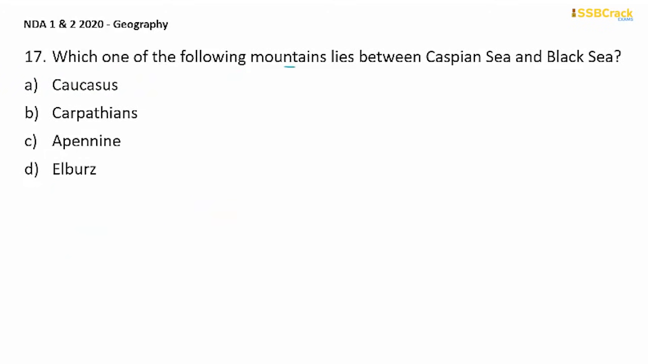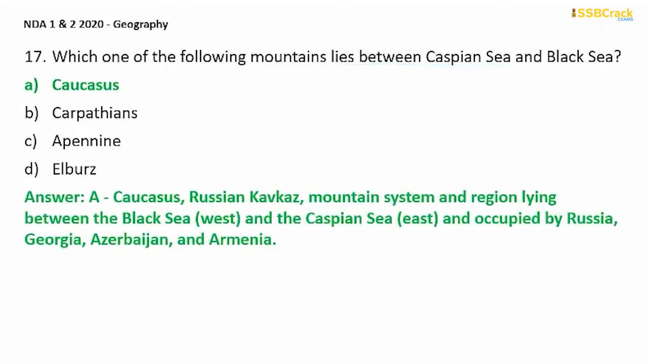Moving on to our next question. Which one of the following mountains lies between the Caspian Sea and the Black Sea? Now, the Caspian Sea and Black Sea are located near the western part of Asia, Central Asia. So the correct answer to this is the Caucasus Mountain, which is also known as the Russian Caucasus mountain system, which is present in the region of the Black Sea and Caspian Sea.